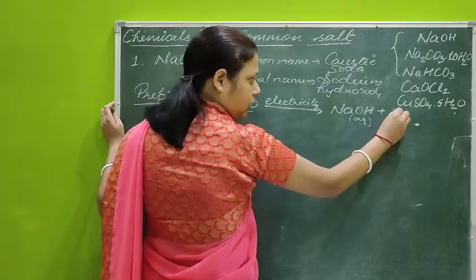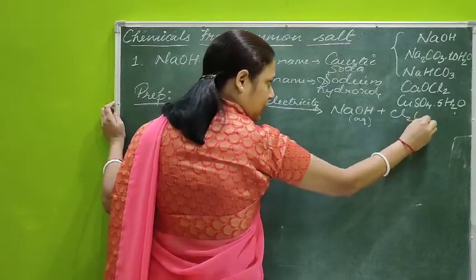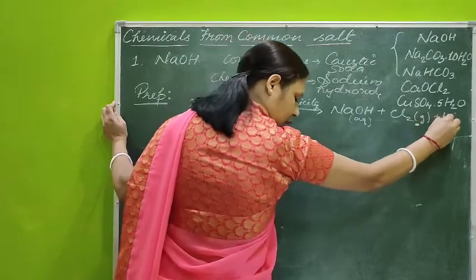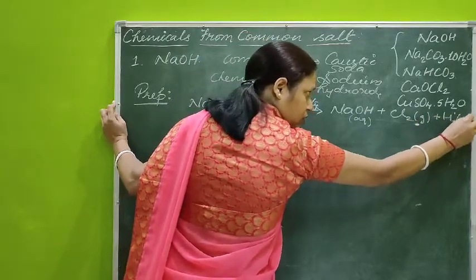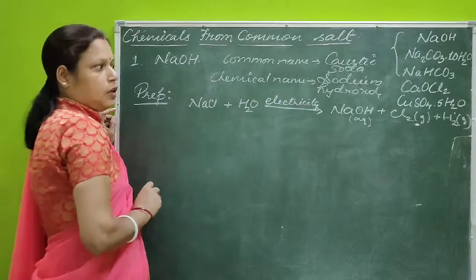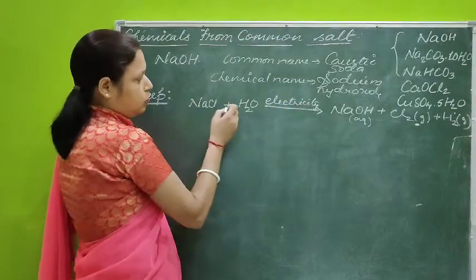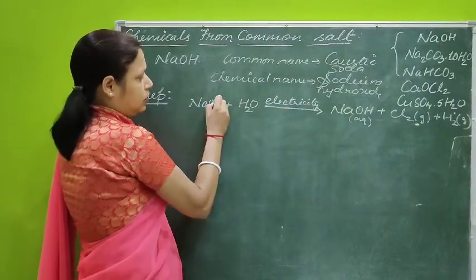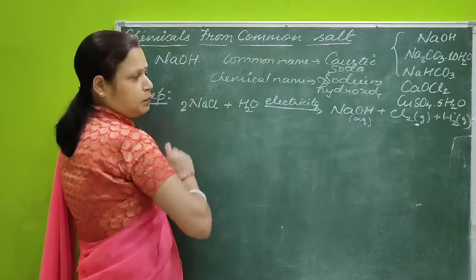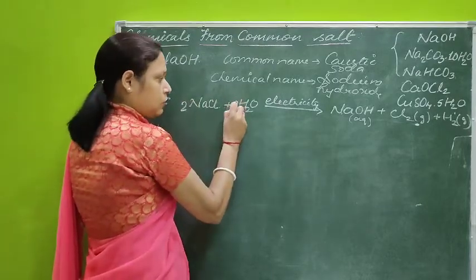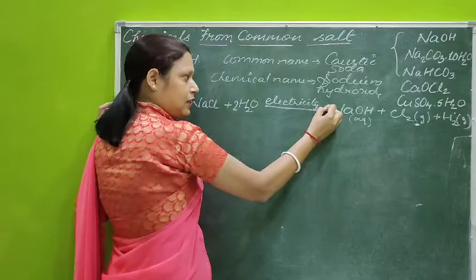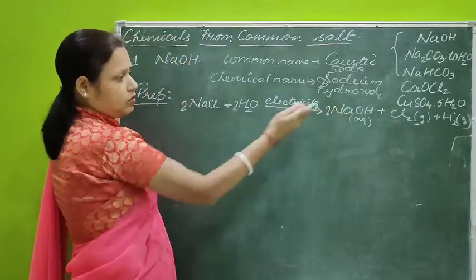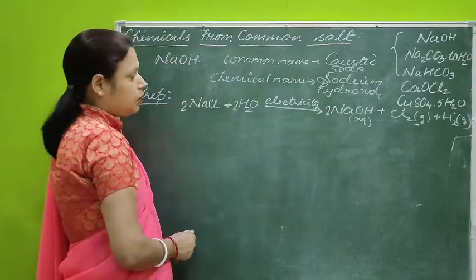Along with that, two other byproducts, chlorine gas and hydrogen gas, are also liberated. So we will see H2, Cl2, that means you have to make it twice here. So we have to balance this reaction also. Ultimately we will get twice NaOH and the rest of the parts are already balanced.